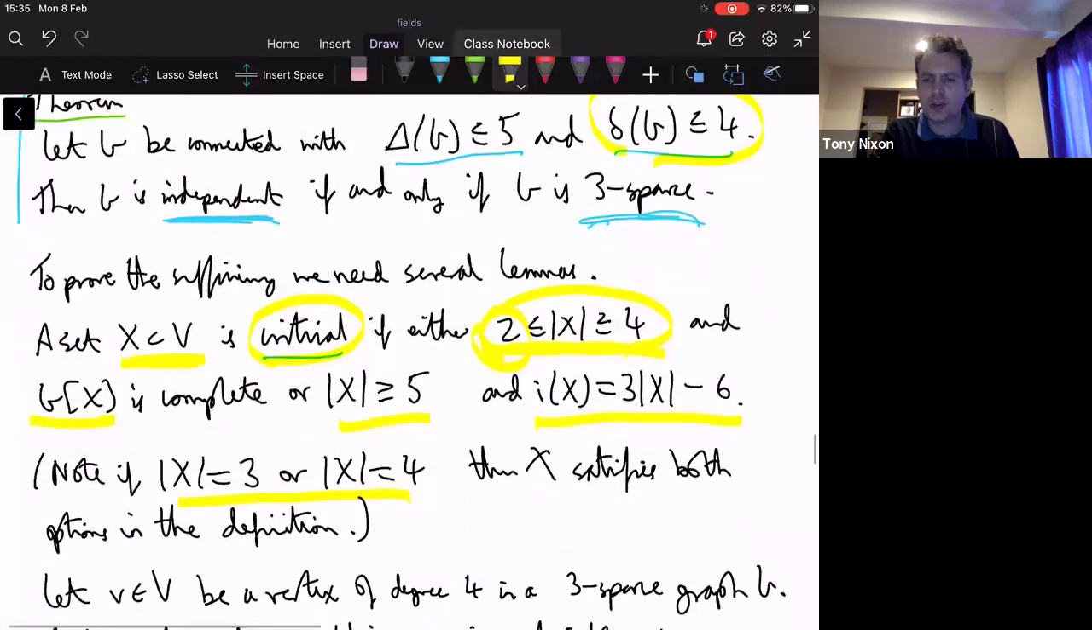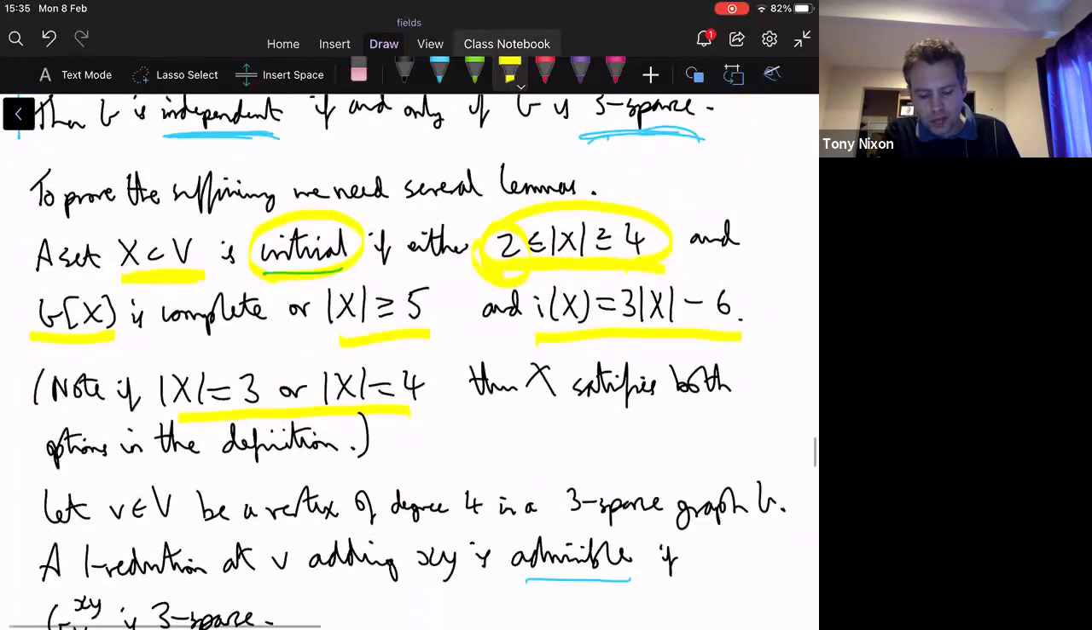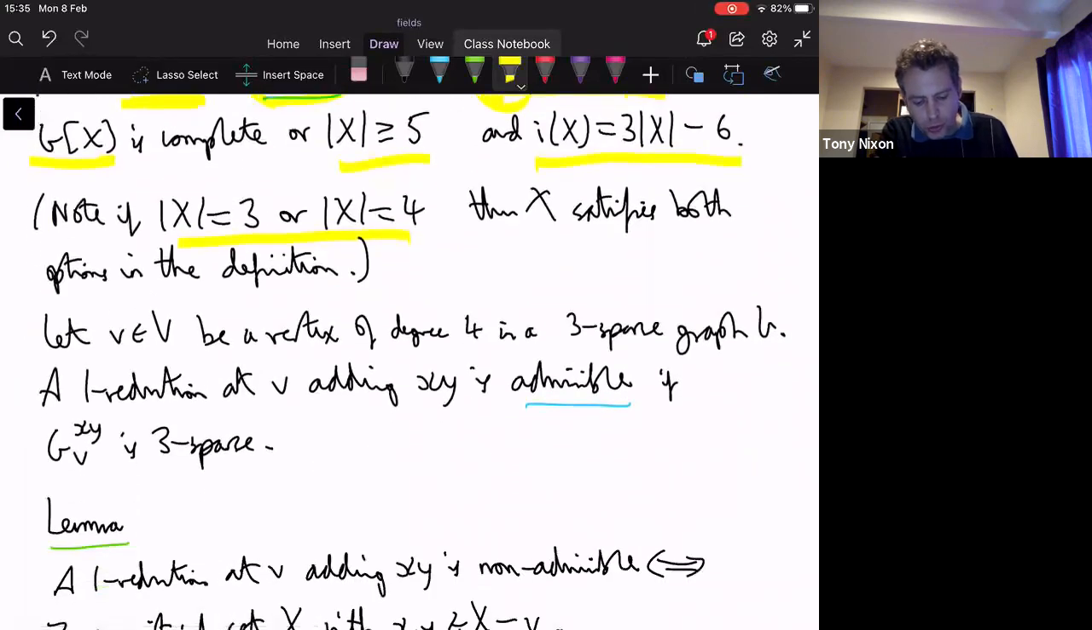If there's a vertex of degree at most 3, we can do 0-reductions, or we can add edges and do 0-reductions. And so they're kind of easy. So what we really want to worry about is vertices of degree exactly 4. So suppose v is such a vertex, then we're going to think about 1-reductions at v. So remember, this is, we delete the vertex v and add 1 edge among the 4 neighbors of v.